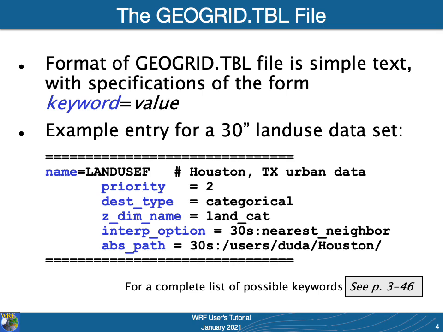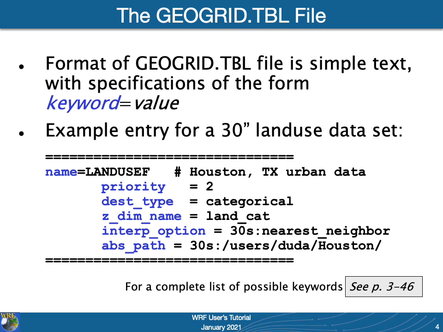The name keyword gives the name of the field that will be produced by the GeoGrid program, and that's the field that's described in this entry. The priority keyword allows you to prioritize among different sources of data for the same field. In the typical case, we just have a single source of data for a field, in which case the priority is always set to 1.